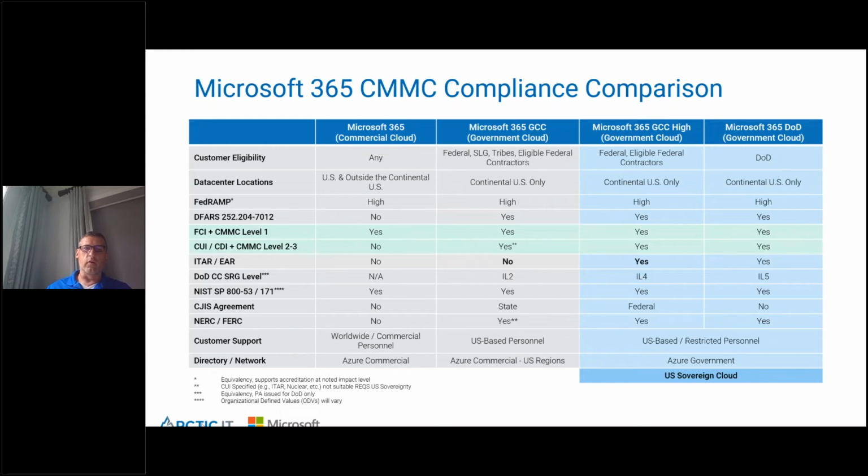Okay, so if you're looking at CMMC level 1, you could achieve that across the 4 different instances of cloud that Microsoft has. If you're looking at level 2 to 3, not in commercial, GCC is a yes, but down here we say CUI specified, so ITAR, nuclear, etc., not suitable, requires the US sovereignty. And when we say not suitable, we do not support that level of data in that cloud.